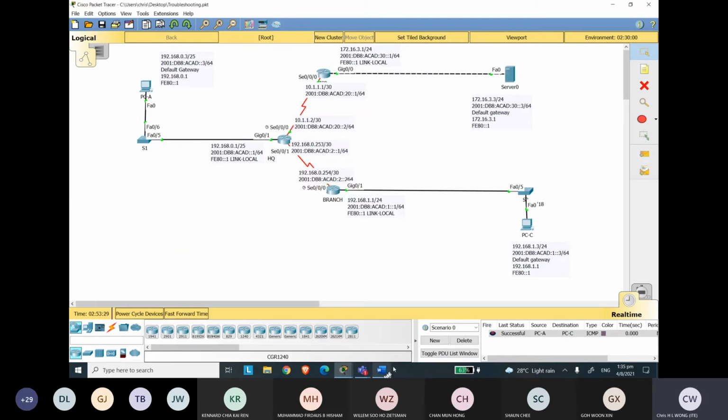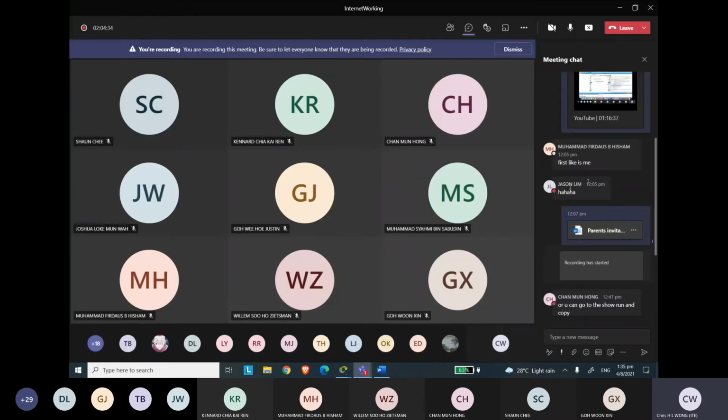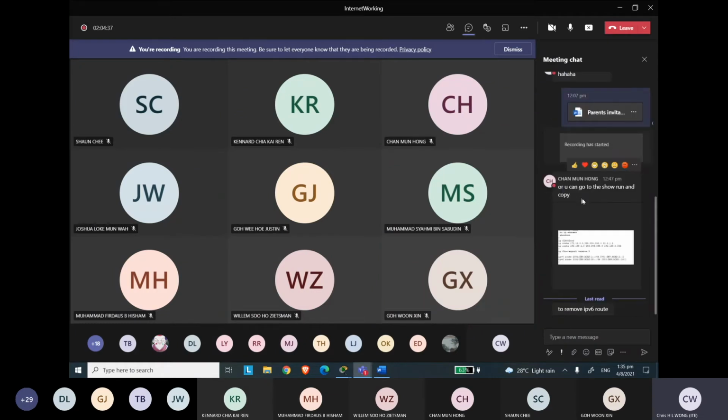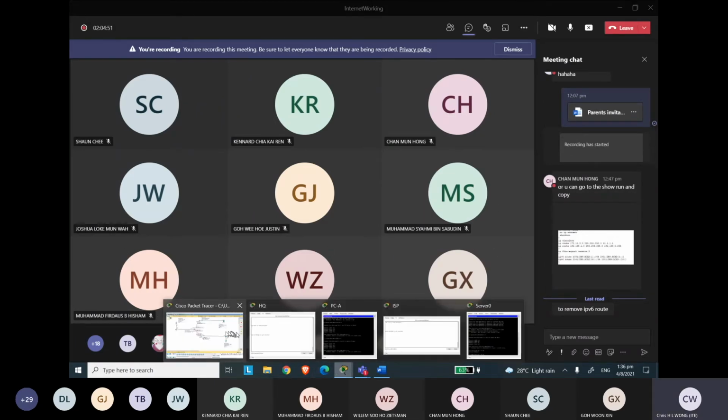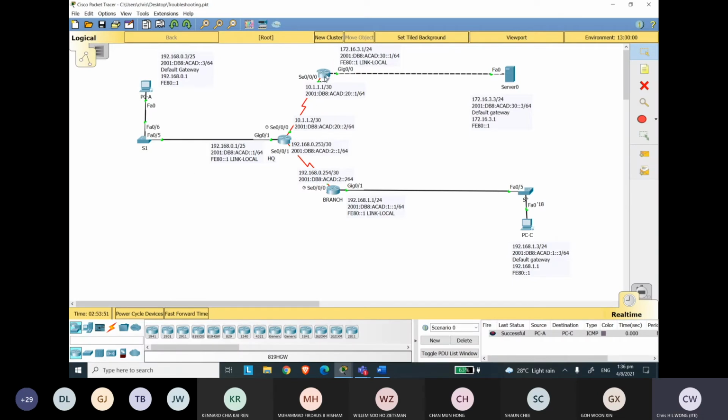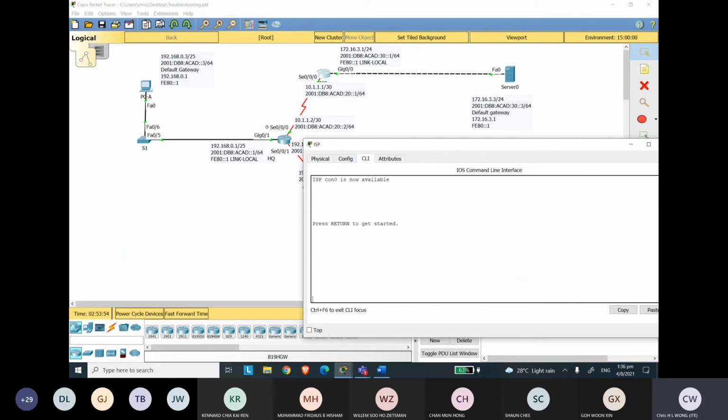I was looking at the comment, there's a very good comment from Man Hong, who said that if you want to copy the command, you can actually go to the show run. In a show run, maybe I show it to you. Let's say for example, you look at your router. This router is ISP. When I go to the show run, you will see all the commands that you have keyed in. You can see that IP route you have created, right?